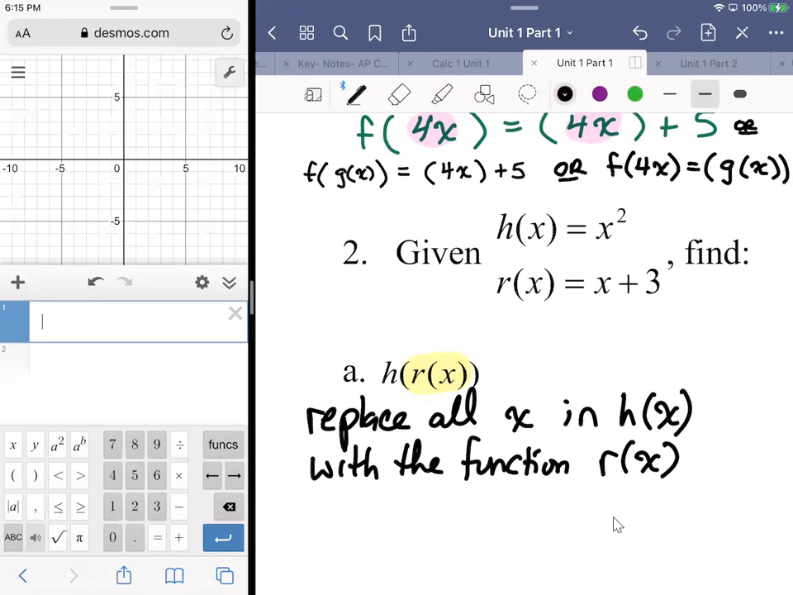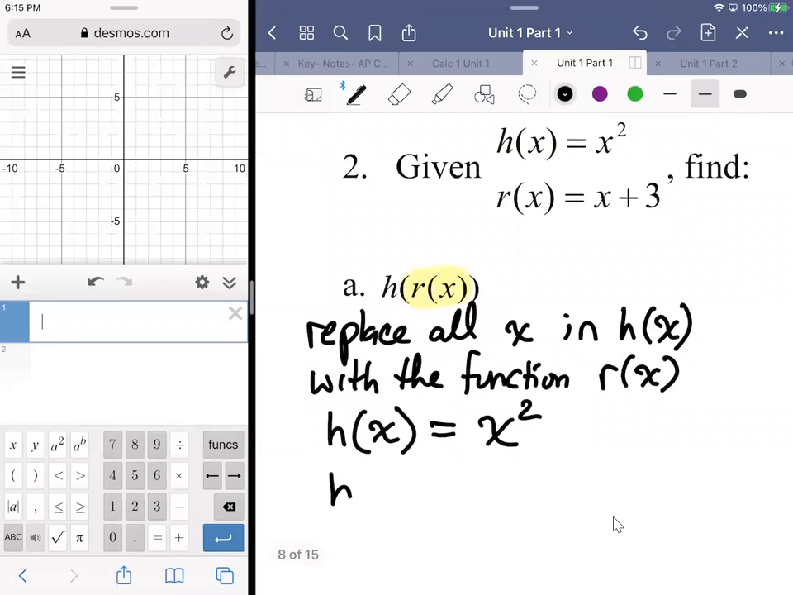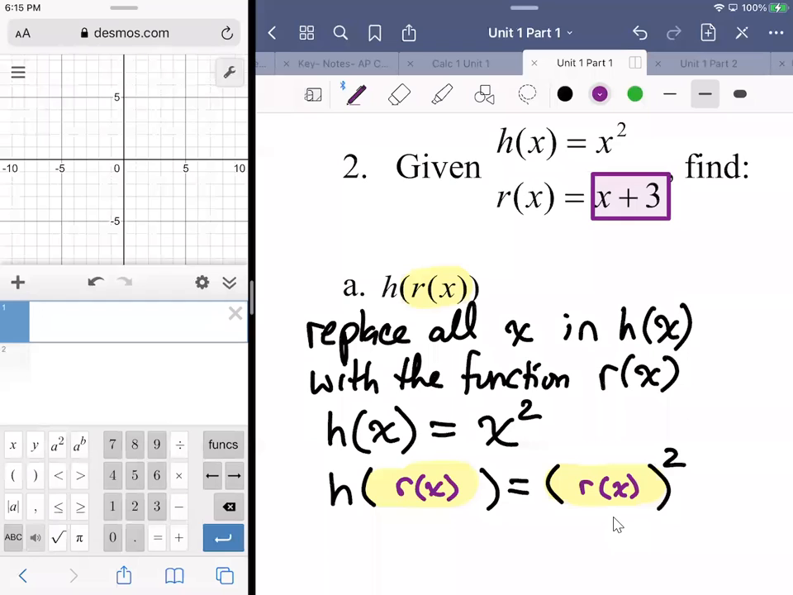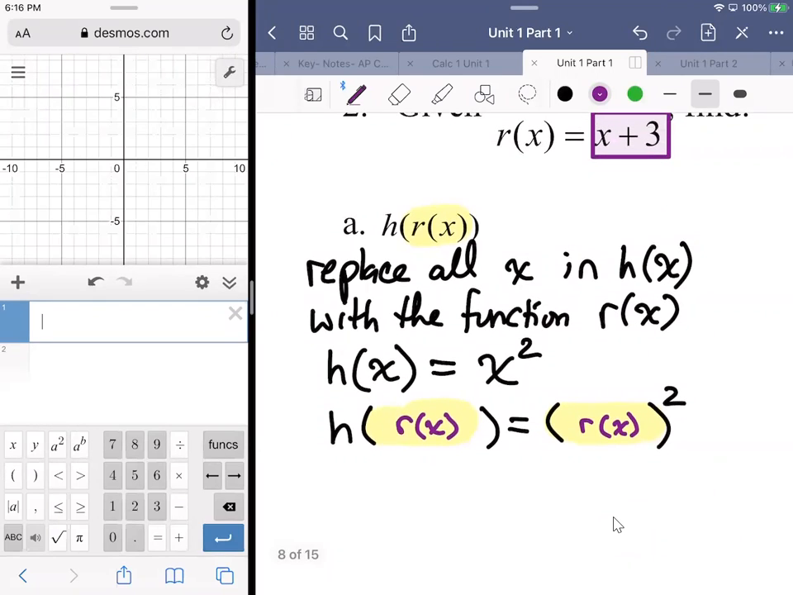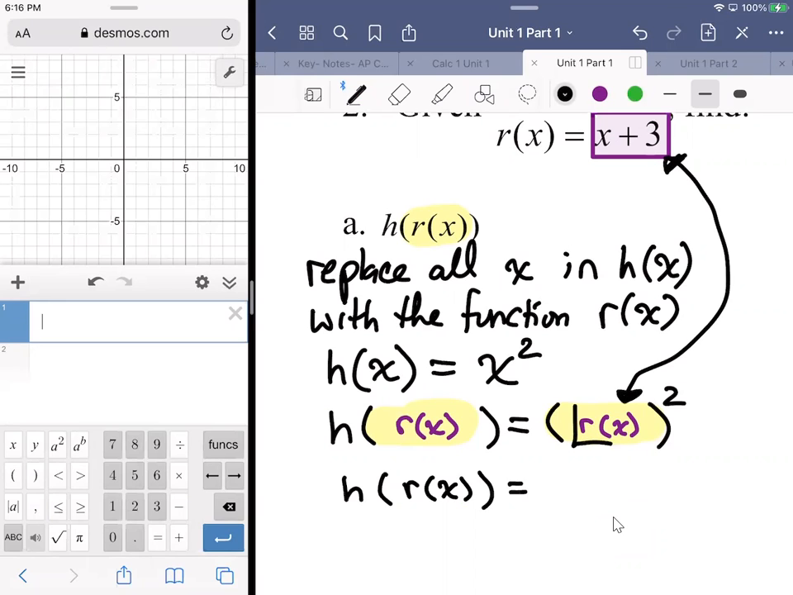So if I rewrite my function h of x, so here's h of x, and I write it in such a way that I'm replacing every x with the r of x expression, that would be this. We could do the intermediate step by saying we're literally replacing x with r of x. And then the follow-on step would be to say h of r of x, because these two things are equivalent, would then be equivalent to x plus 3 as a quantity squared.